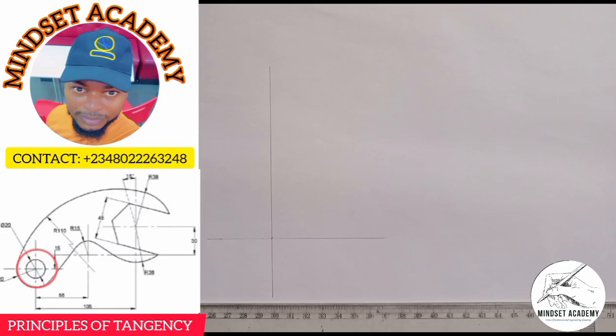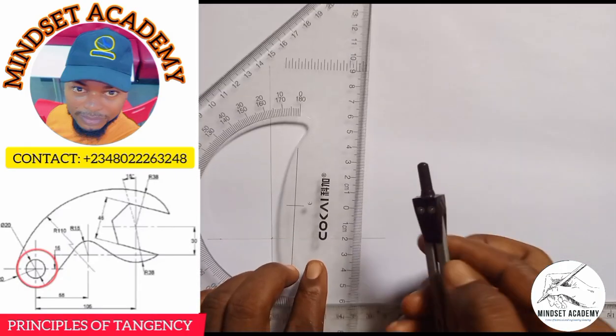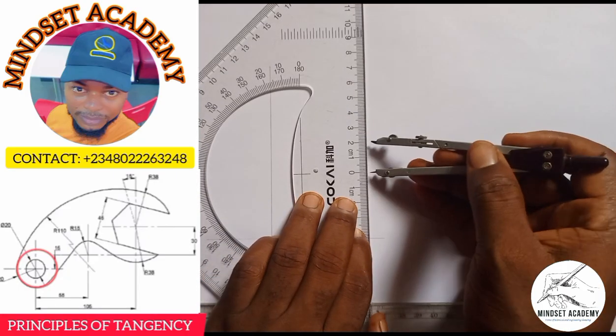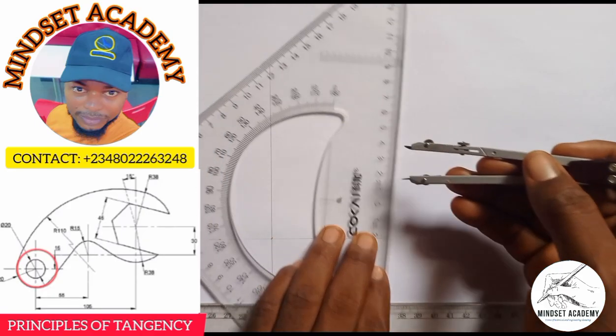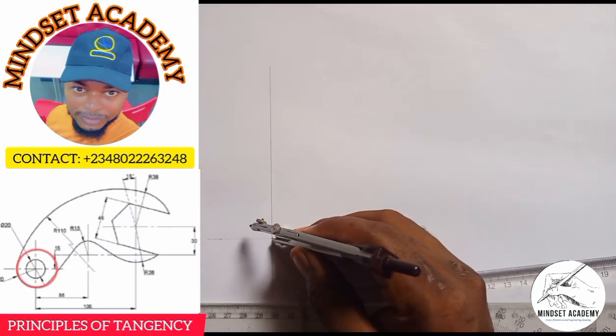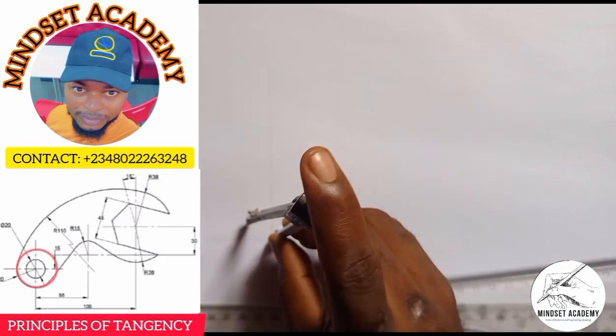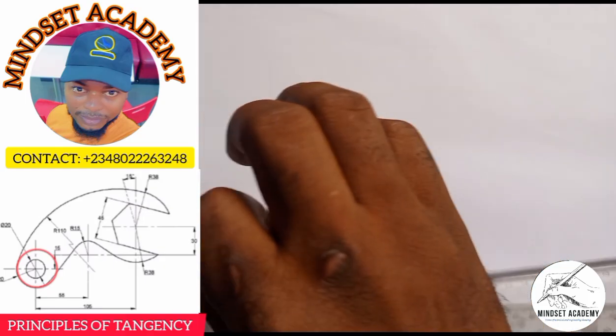a circle. So we are given the radius of that circle, which is 20. So I'm going to take my compass, and I'm going to measure the radius of 20. From 0 to 2 is 20. And I'll place it here. Then I'll draw a circle, but I'm going to use a faint line first of all.